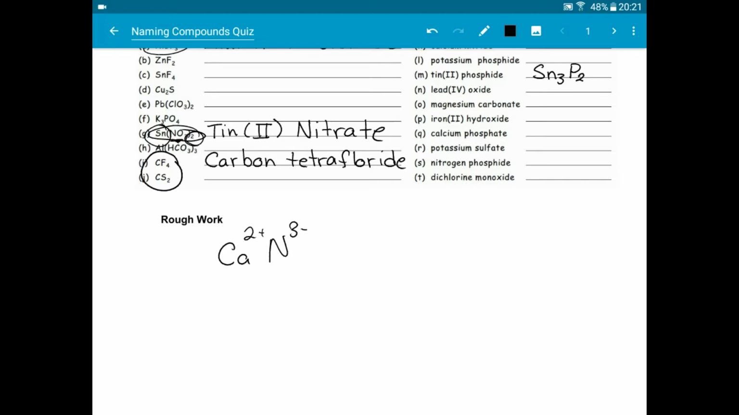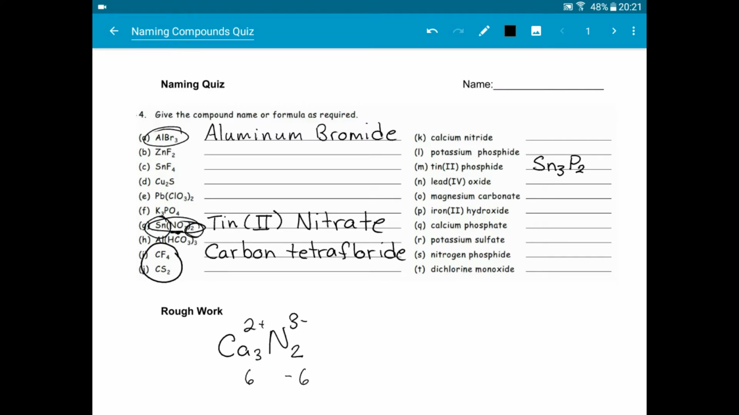And again, we just have to figure out how many of each that we have. It should be pretty clear after a while that this one's going to have to be positive 6 and this one's going to have to be minus 6. So this is going to be 3 and 2. Okay. So we have Ca3N2.